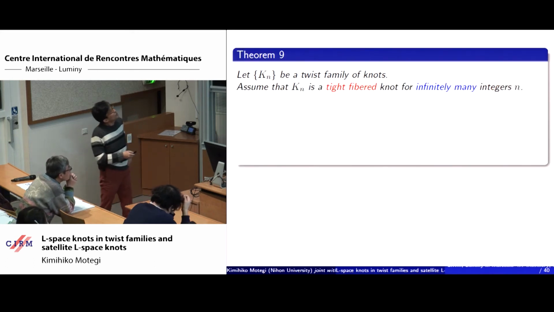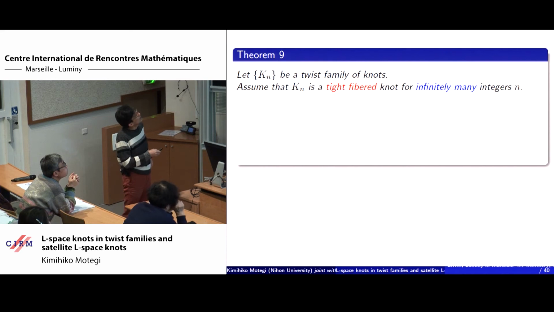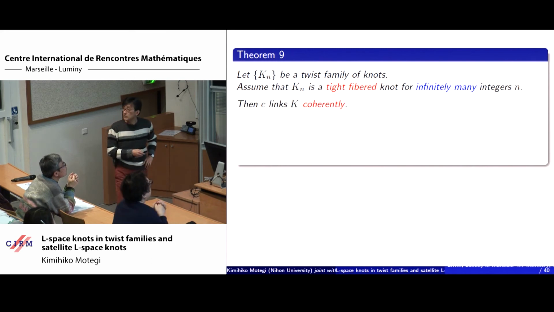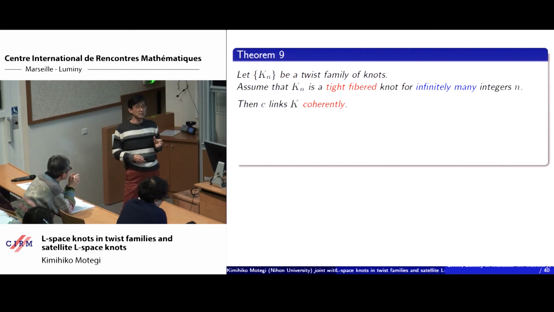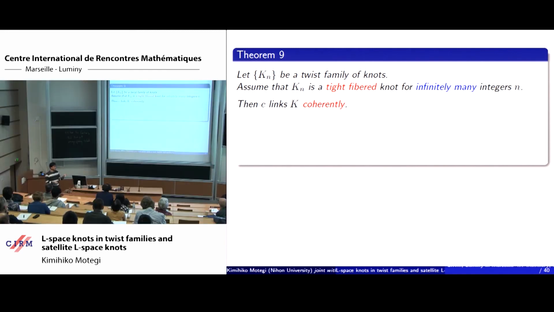And for the tight fibered knot case, we assume that K_n is tight fibered for infinitely many integers n. Then C links K coherently. In this case, we can eliminate the possibility of omega equals 0, because in my previous joint work with Ken Baker, a winding number 0 twist family contains at most 3 tight fibered knots. So in this situation, omega equals 0 cannot happen. Just C links K coherently.